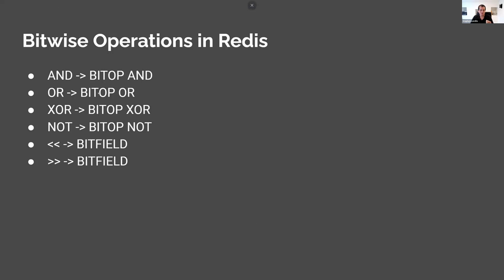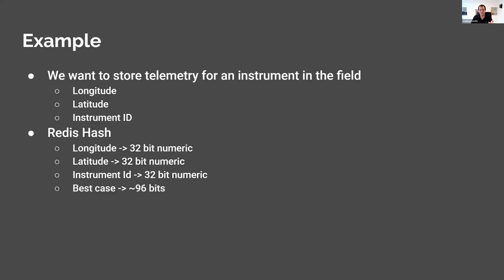So BITOP allows you to do ANDs, ORs, XORs, and NOTs. Bitfields essentially allow you to build customized maps of bits, and they can effectively be used for doing the kinds of left and right shifts that you would normally do in your bitwise code. So why would you use bit operations with Redis?